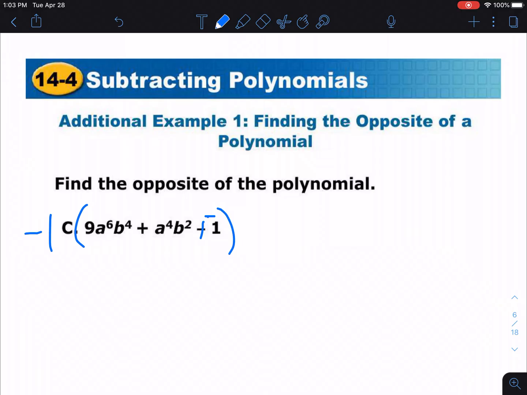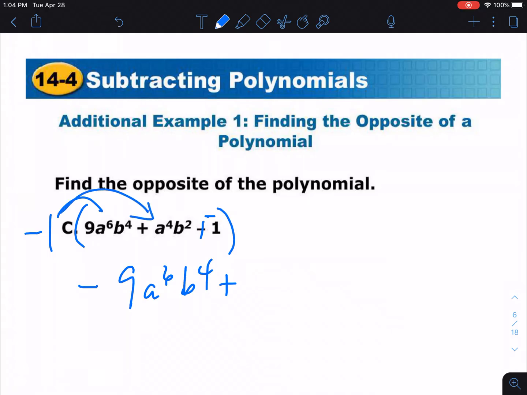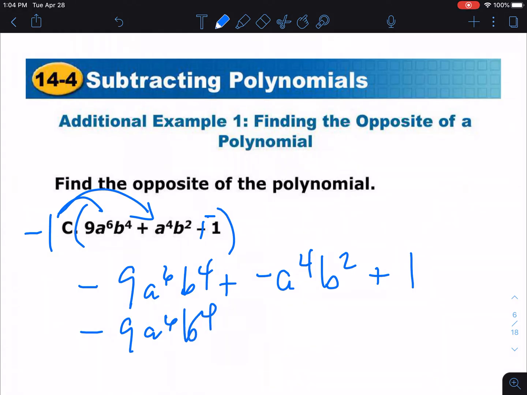So if I multiply the 9a to the 6th, b to the fourth by negative 1, I'm going to end up with negative 9a to the 6th, b to the fourth. Plus, and I pass out the negative 1 to the a to the fourth, b to the second, and I end up with negative a to the fourth, b to the second. And now that I've got this negative 1 here, I'm going to pass it out to the other negative 1. The negative 1 times negative 1 actually gives me a positive 1. So another way of writing this particular trinomial would be negative 9a to the 6th, b to the fourth, minus a to the fourth, b to the second, and then plus 1.